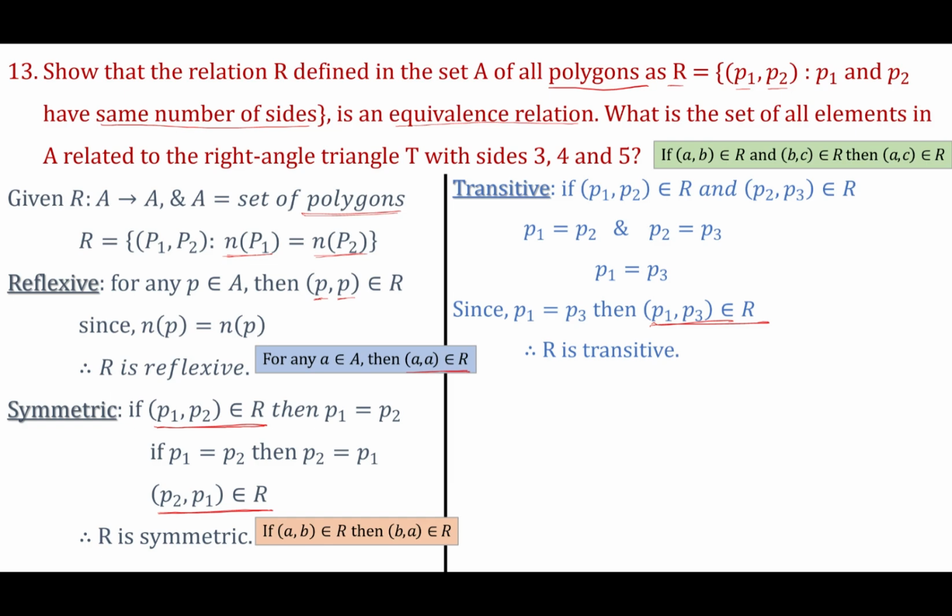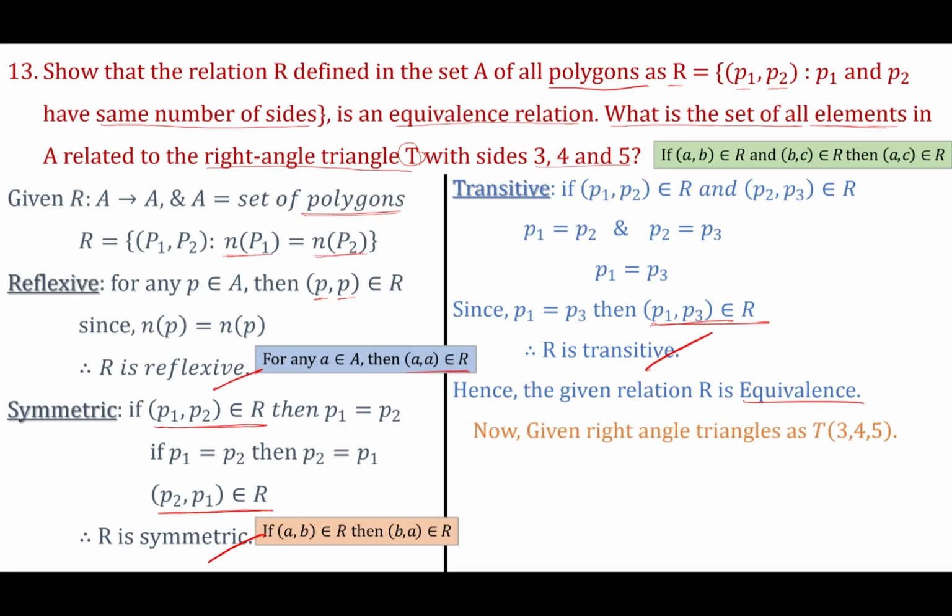Now, we proved that the given relation is reflexive, symmetric, and transitive. That means the given relation is an equivalence relation. Come to the second part. What is the set of all elements in A related to the right angle triangle T with sides 3, 4, and 5? Now, the given right triangle has three sides.